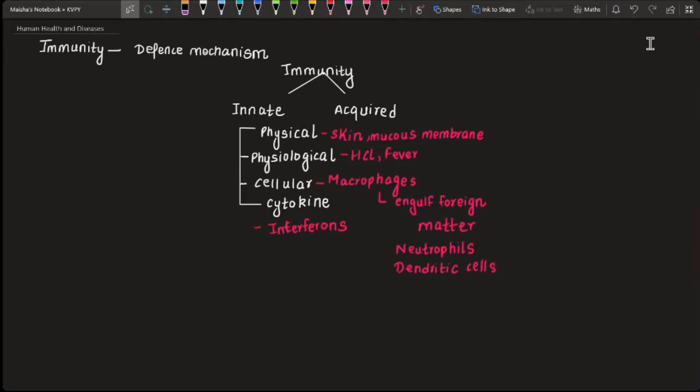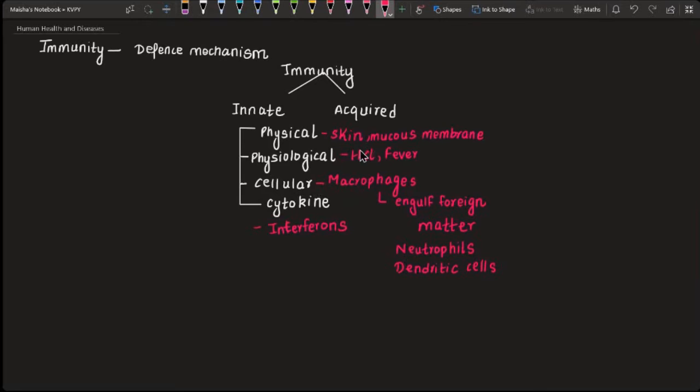Now coming to the physiological barriers. Physiology means the study of life processes and the functioning of the body. So physiological barriers will include hydrochloric acid. Hydrochloric acid present in the stomach, apart from helping in killing germs and pathogens, will also help in digestion. Then we have fever. Pathogens cannot survive in extremely high temperatures. That is why the body raises its temperature in order to kill those pathogens present.